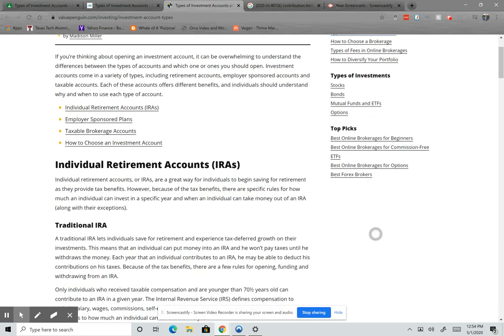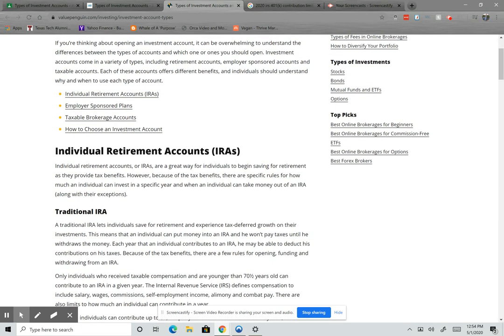All right. So these are the three main types of accounts that we're going to focus on. The first one is your individual retirement account. These are accounts created by the government to encourage people to save for retirement. With that purpose in mind, there are some pitfalls and some rules and regulations on what you can do with the money in these accounts.